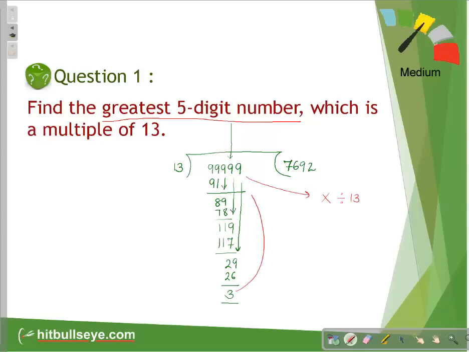If we subtract this remainder, which is 3 here, from 5 times 9, we will get what? We will get 99,996. Now definitely this number, the new number, will be divisible by 13, and that is the greatest number. So this is the answer in this case.